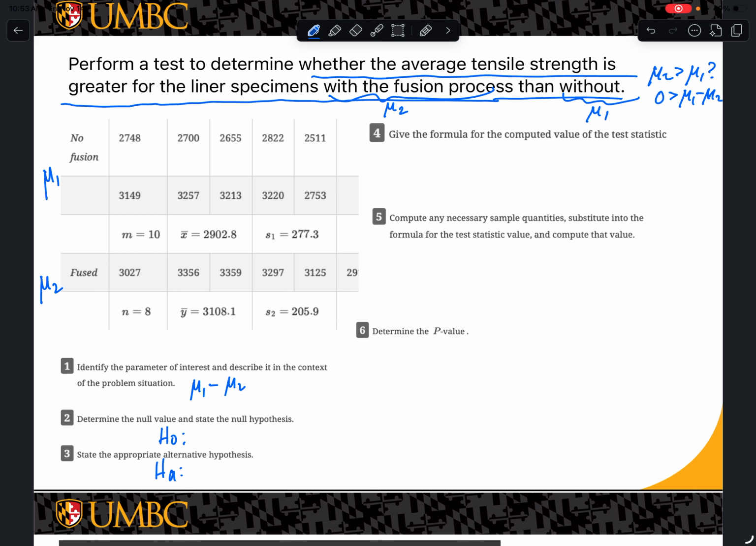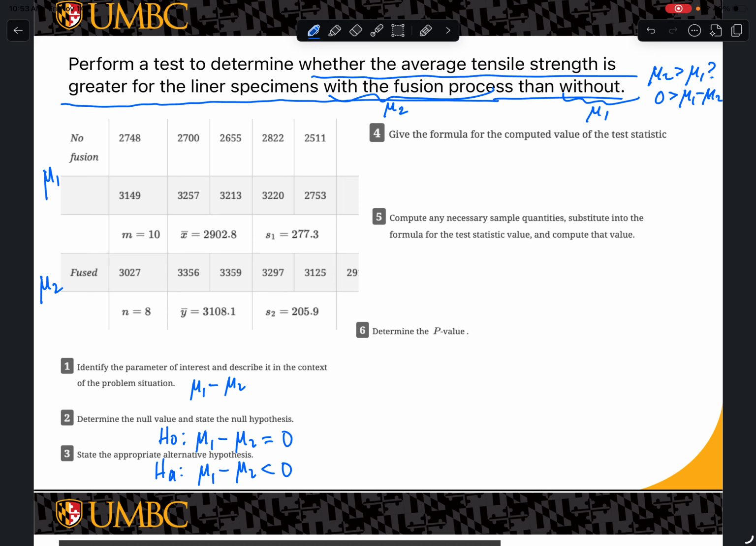I need my parameter of interest, mu1 minus mu2, and I need to have it in some relationship with the null value. So really, I can turn this around and write mu1 minus mu2 is less than 0. I just turned around the inequality. That's how I like to see it. So now the null hypothesis is mu1 minus mu2 equals 0. Okay, so I have my null and alternative hypotheses right now.